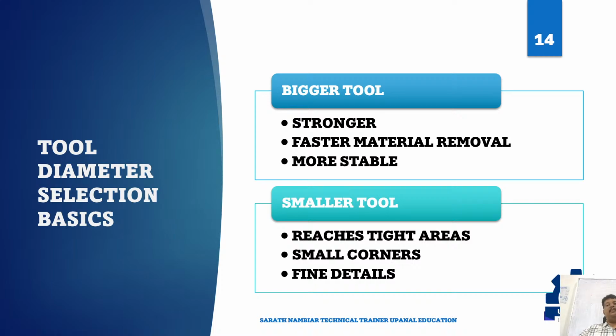Now, small diameter tools are useful when details are tight, radii are small, or access is limited. But smaller tools are weaker and easier to deflect or break if overloaded. So, what is the golden rule? The golden rule is first use the biggest tool that safely fits the feature, and then after the bigger tool has done its work, use the smaller tools. This one rule can improve the machining dramatically. Never use tiny tools unless geometry requires them.